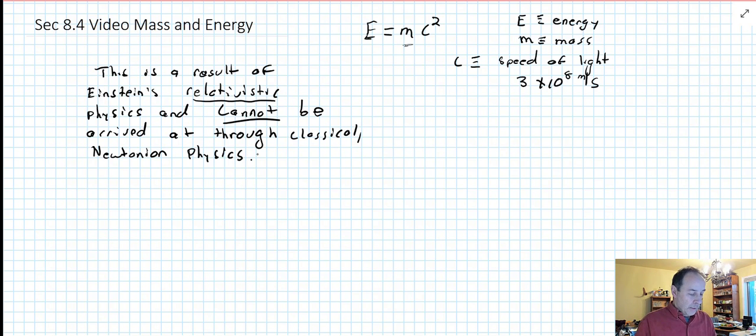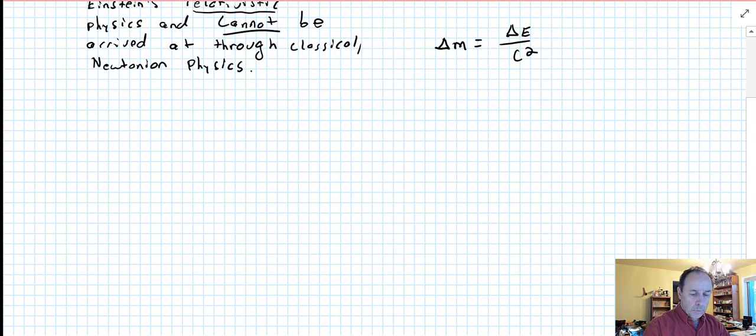All right, so of course, another way to think about this is delta M equals delta E over C squared. So a change in energy produces a change in mass. Just another way of thinking about it. And that's really what there is to it for our purposes. Let's just use this for a minute to get a little bit of information.